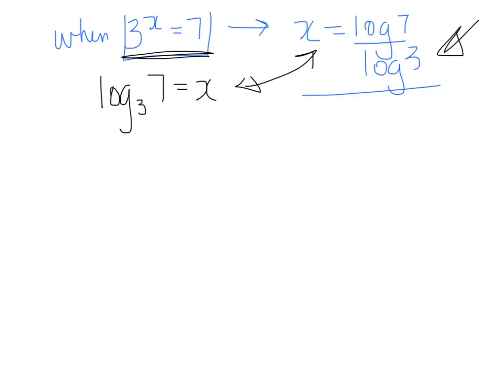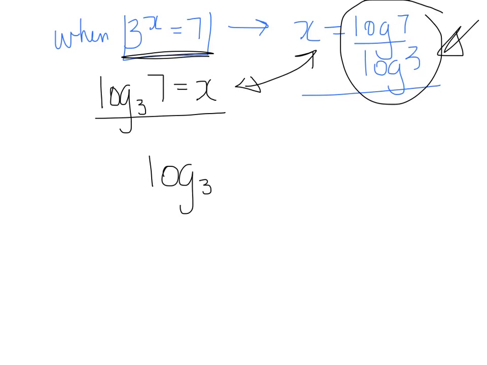So I have two ways to write the answer x. One using common logs, which is a ratio of two common logs, and the other is a logarithm with a base 3. So what we've come up with is these two things must equal each other. So I've really just come up with what's called a change of base formula. If I have log base 3 of 7, that equals log of 7 divided by log of 3. And what we're going to find is that you can use this for any base and any argument.